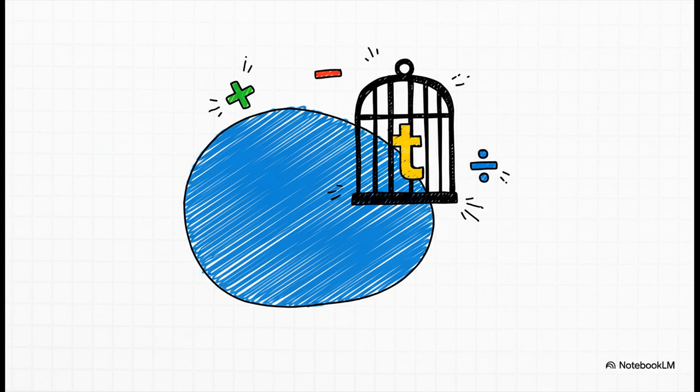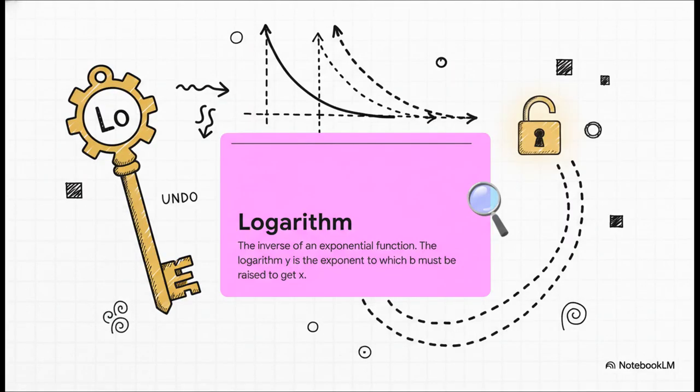The variable we need to find, t for time, is stuck up there in the exponent. You can't just divide or subtract to get it down. It's totally trapped. So how in the world do we free our trapped variable? We need a special key, one designed specifically to unlock exponents, and that key has a name.